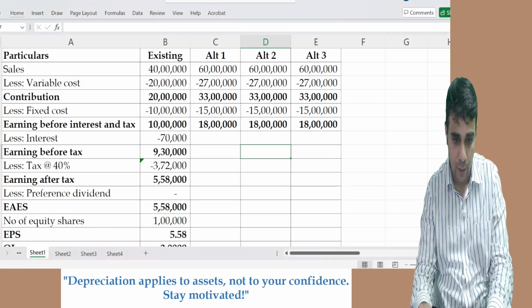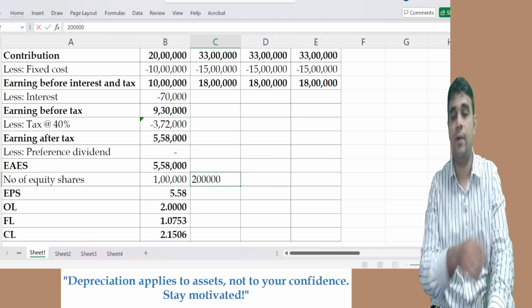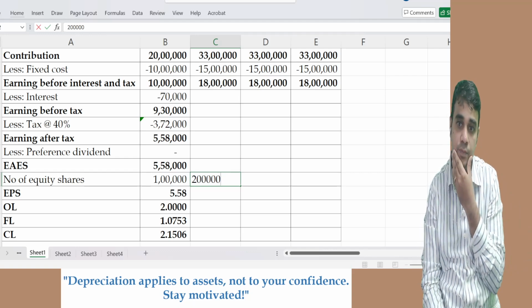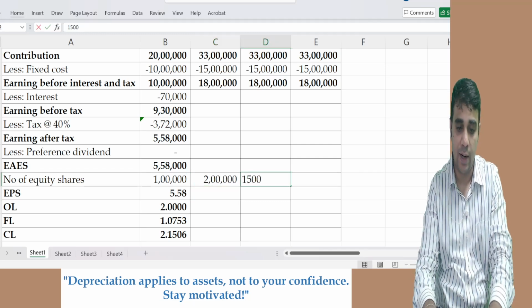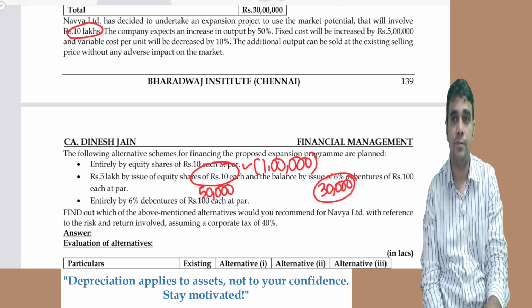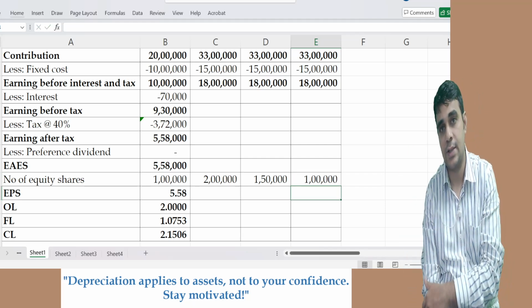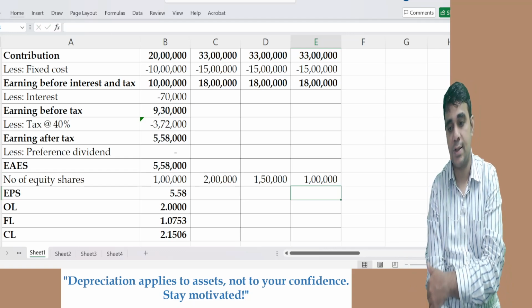So come to the number of shares. Make 1 lakh into 2 lakh in the first option. Next option, make 1 lakh into 1 lakh 50, extra 50,000 shares. Last option, leave 1 lakh as it is. No new shares are allotted.